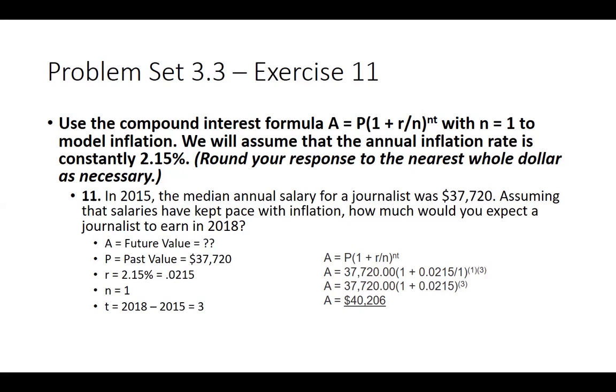So A is the future value. That's the most recent, the most forward in time. That would be the 2018 salary, which is what we're looking for. P would be the past value, the earliest in time. That would be the 2015 value of $37,720. R is 2.15% as a decimal. That's 0.0215. N is 1 because inflation problems are annual, compounded annually.